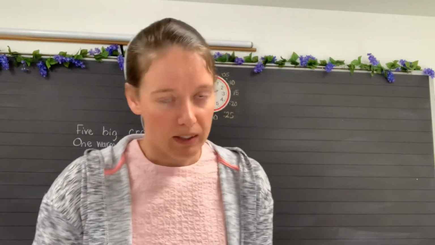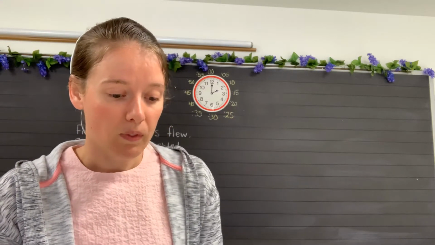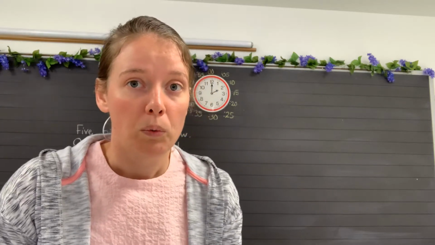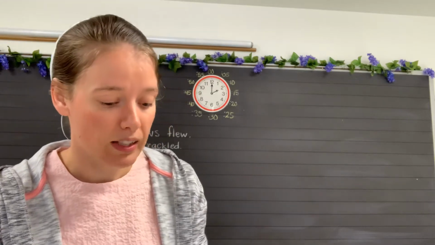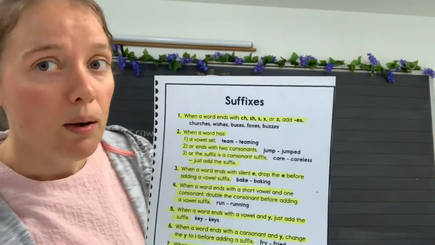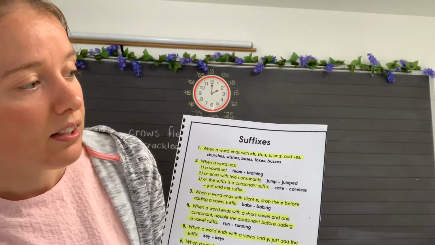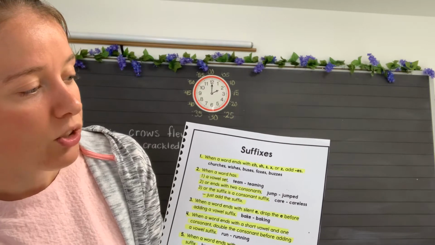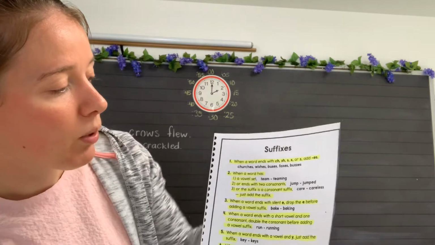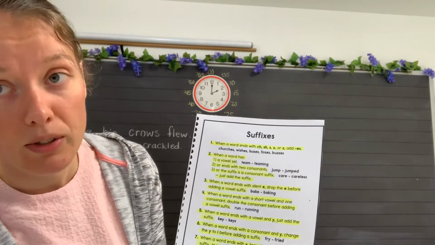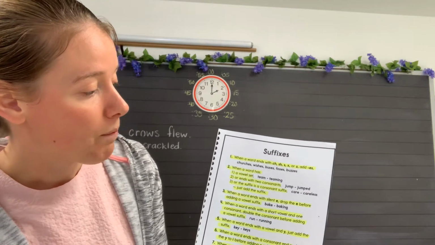Let's talk now about the suffixes chart. Do you still remember the suffixes chart? So the suffixes chart has rules on when to drop an E or when to double a consonant and stuff like that. So let's just go over it here. So number one says when a word ends with ch, sh, s, x, or z, add es, like churches, wishes, buses, foxes, and buzzes.